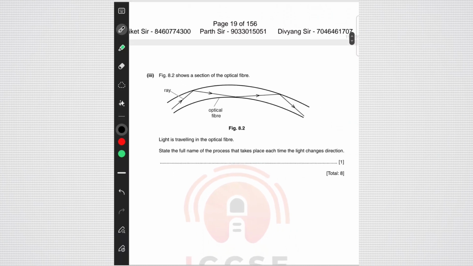Figure 8.2 shows a section of an optical fiber. Light is traveling in the optical fiber. State the full name of the process taking place as light crosses. Light changes direction. Total internal reflection. Right? This should have been your answer.